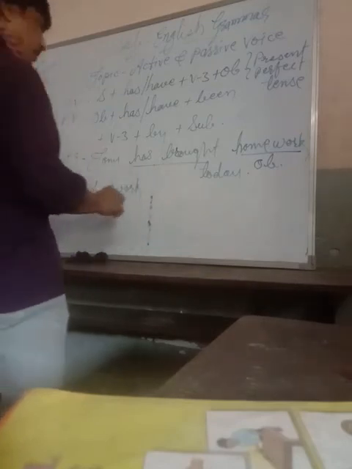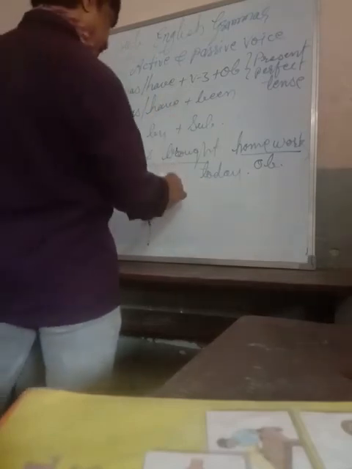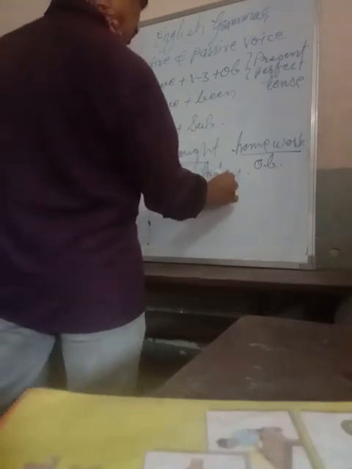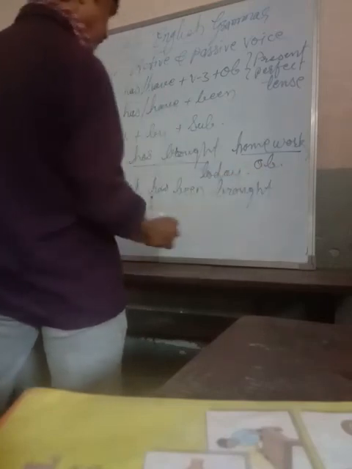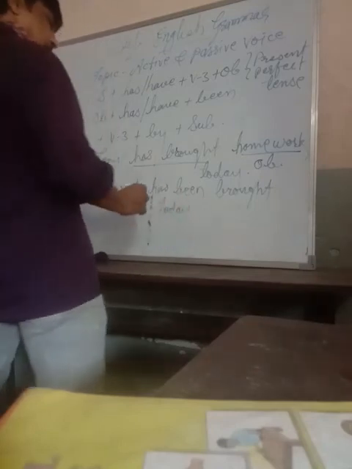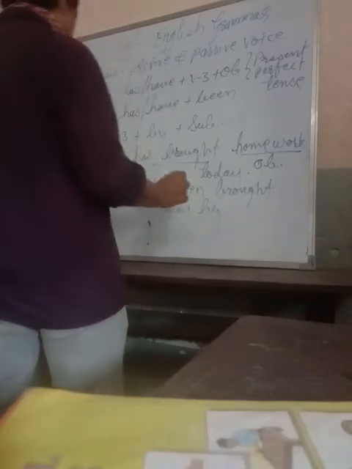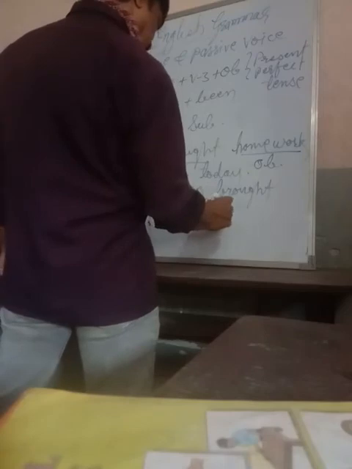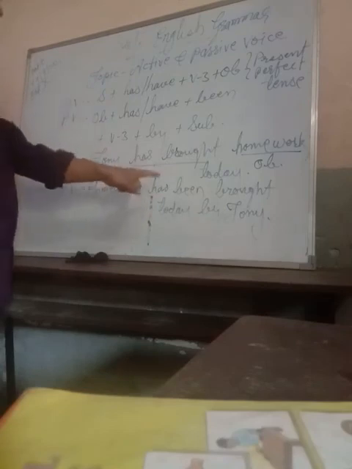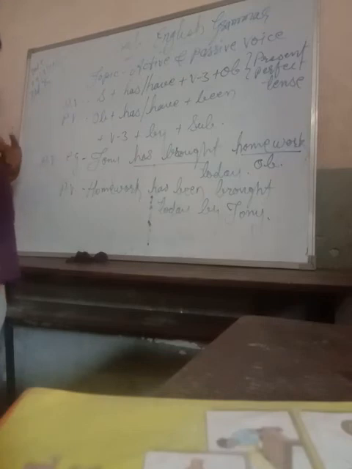Since the homework is singular, so has will be used here. Has, then been, has been brought today, extra, by Tony. Name will be as it is, okay? By Tony. So look here now, homework has been brought today by Tony. So that way, active voice is changed into passive in this way.